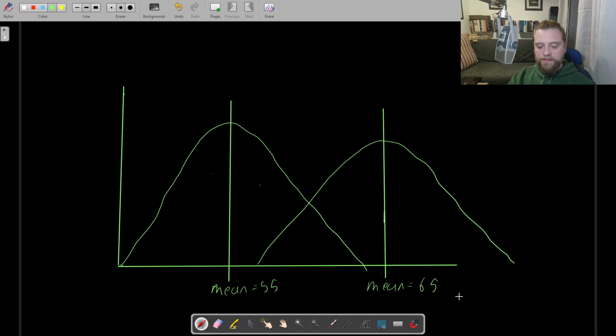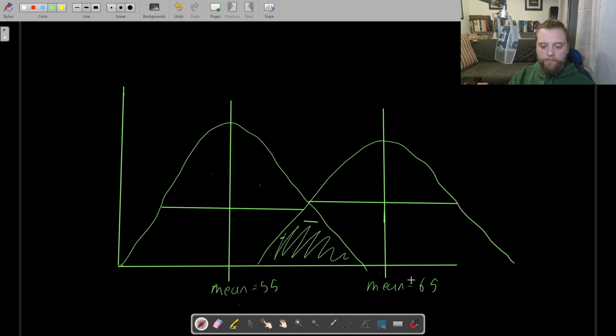Now, did this group actually do, on average, better than this group? Now, we could say, well, yeah, that's a 10-point difference. But actually, the reality is that whether this is significantly different depends on the respective standard deviations. Because actually, there's quite a bit here of overlap.